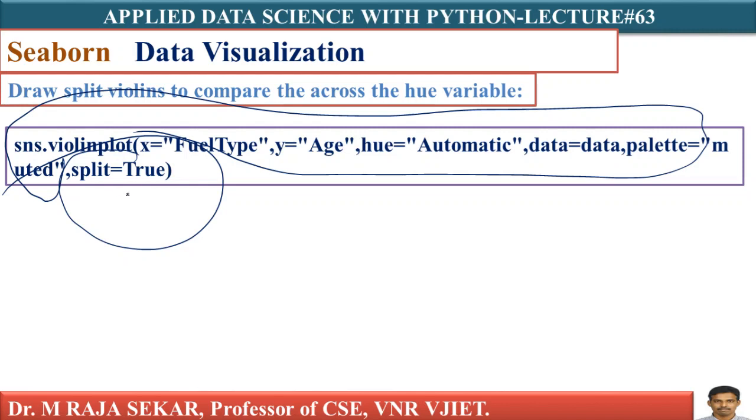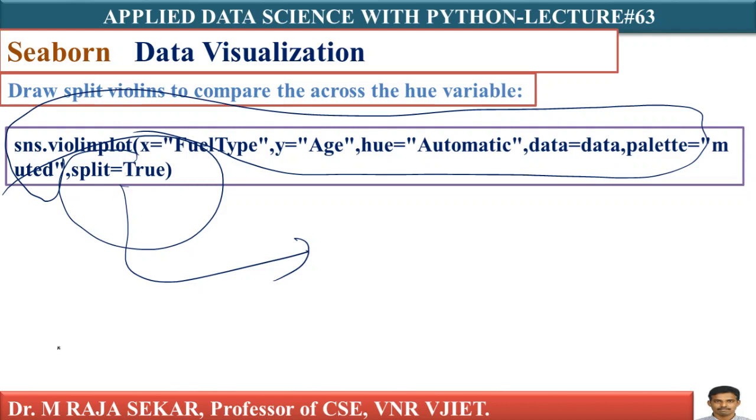Split equal to True. What is split? Basically, split is a Boolean type variable, which means it can take either True or False. By default, it is False. If you are not specifying anything about split, it will be treated as False. In this case, I am setting split to True. Setting split to True will draw half of a violin for each level.